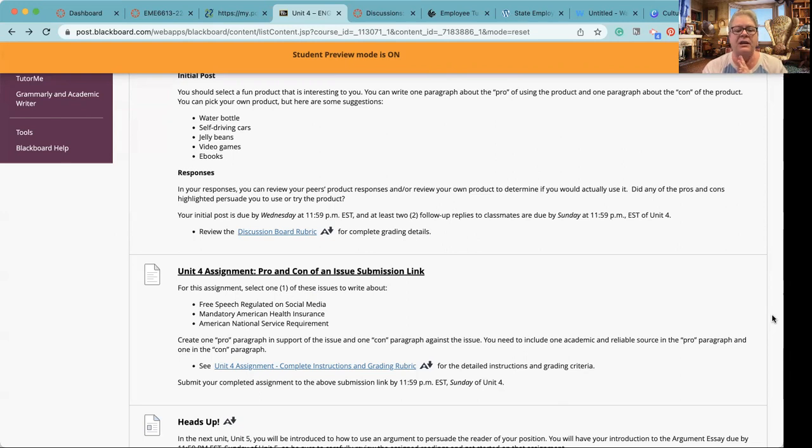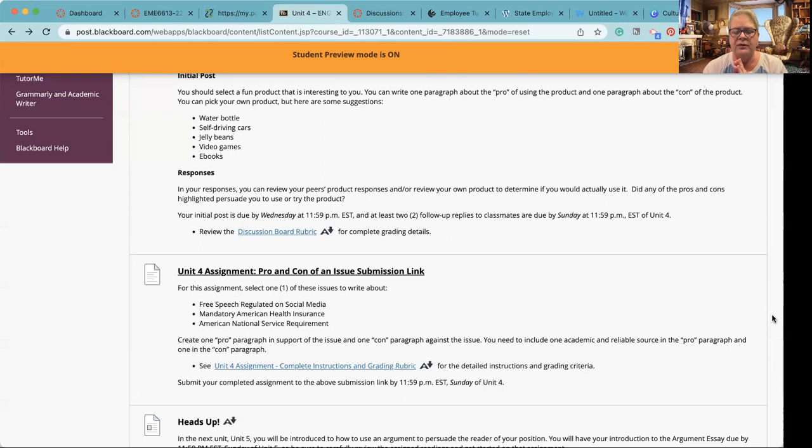So if I believe that free speech doesn't apply to social media, in other words, my position is that social media companies should be allowed to kick people off for saying something that goes against their terms of service, then my pro paragraph is really going to be a con, because I'm going to argue that you shouldn't be allowed to say anything that you want to on social media. And then my other paragraph is going to be the other side.